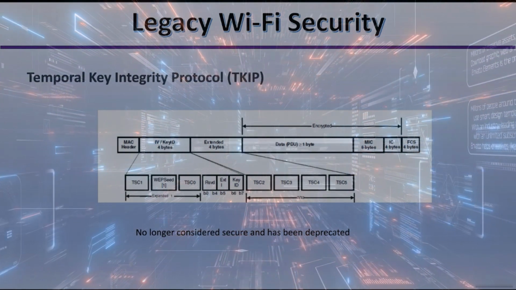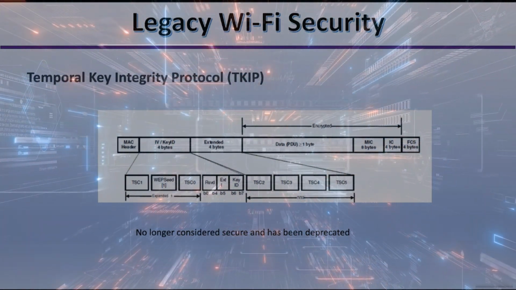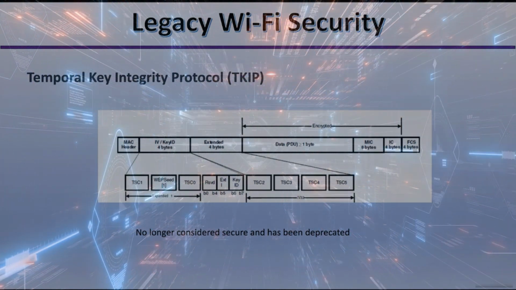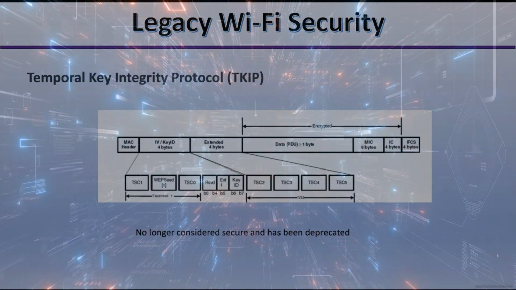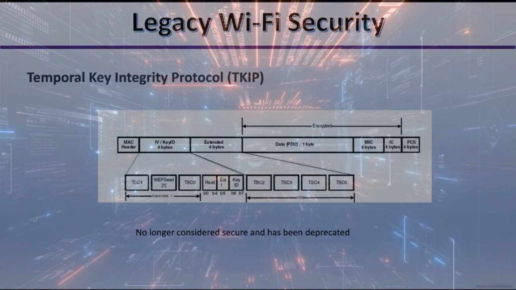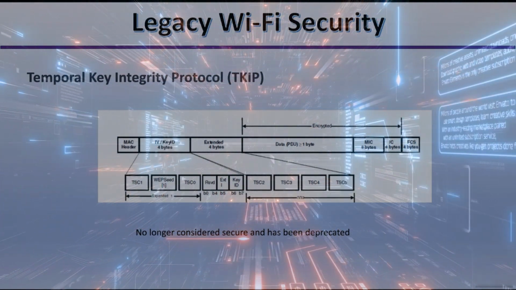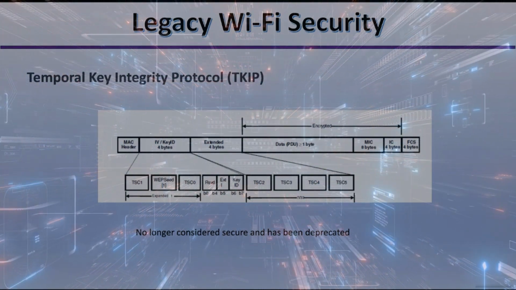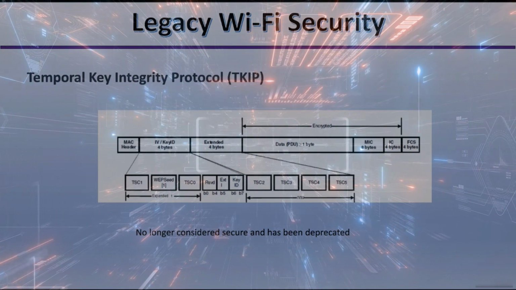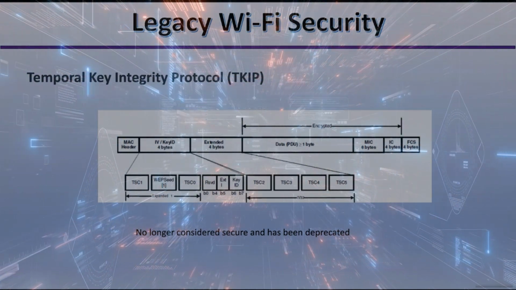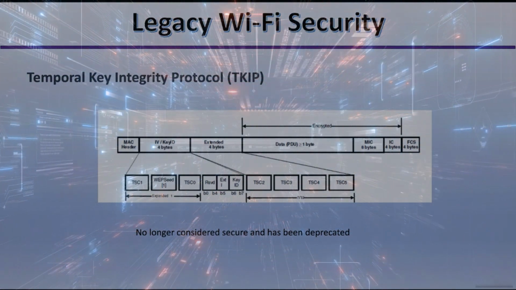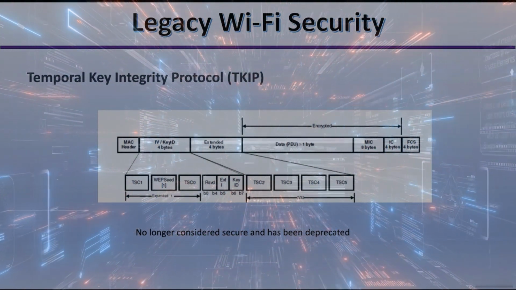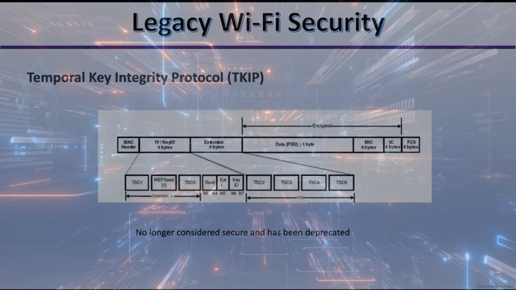Now, the primary weakness lies in TKIP's use of a static encryption key, which allows for cryptographic attacks, and the lack of forward secrecy makes TKIP susceptible to key recovery attacks, where an attacker can exploit weaknesses in the encryption process to retrieve the key and decrypt the data. With forward secrecy, each session or communication is encrypted using a unique ephemeral key that's generated for that specific session.